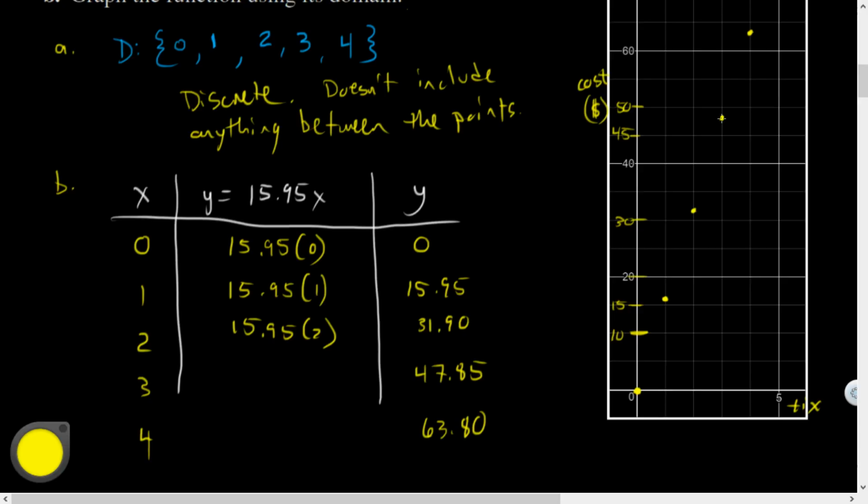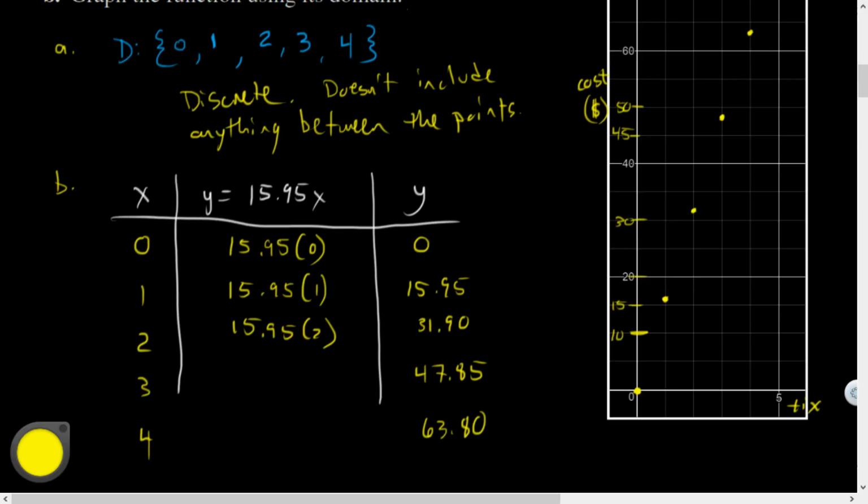63.80. And so, although these are linear, right, these all land on a line, it only exists at these points because I can't buy 1.5 tickets, even though I might be able to predict roughly what 1.5 tickets would cost. Maybe it's around like $25 or something. I don't know. Right? But that would be the solution of this problem, right? That would be what the graph looks like.